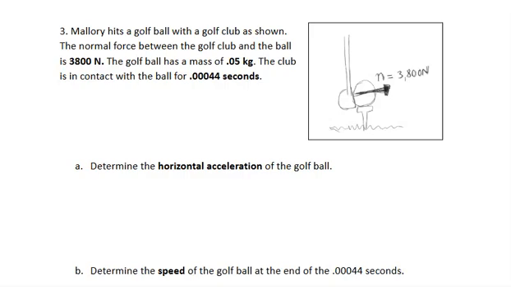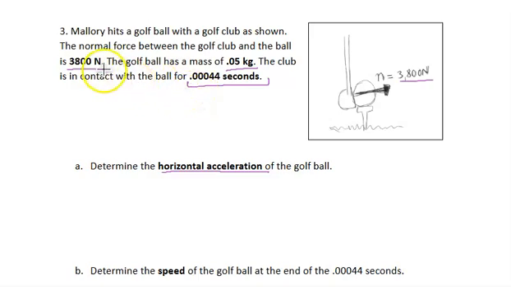All right, so third question. I think it's the last one. Mallory's out on the golf course, and the normal is huge, right? Because it's in contact for so little time. You know the inertia of the golf ball, and you know there you go, a teeny tiny amount of time. Okay, question A, find the horizontal acceleration.